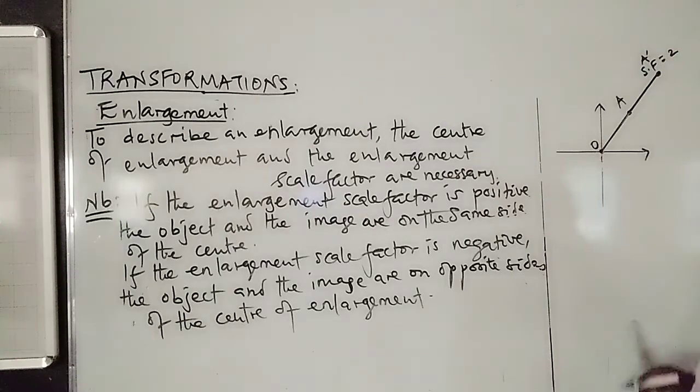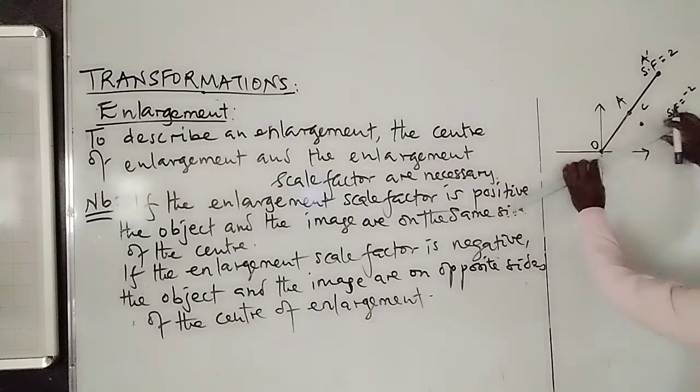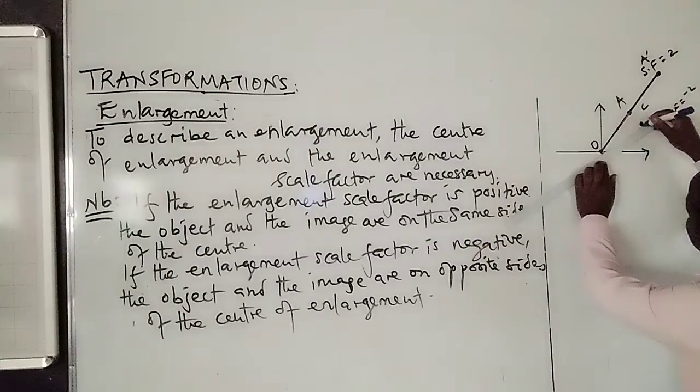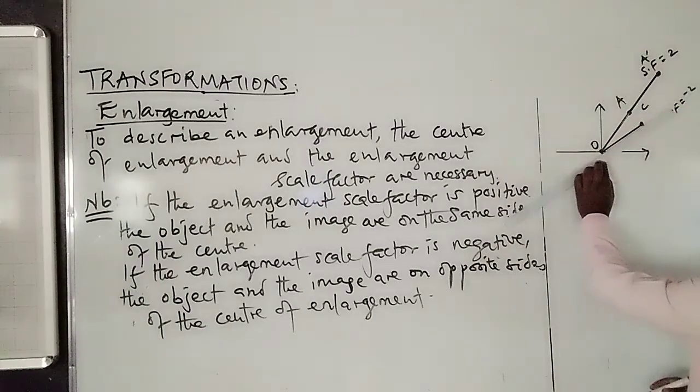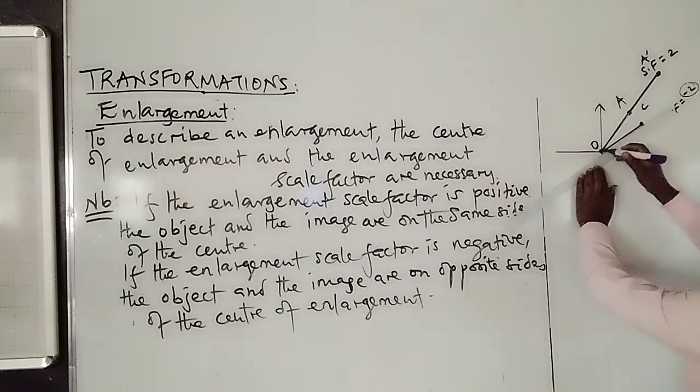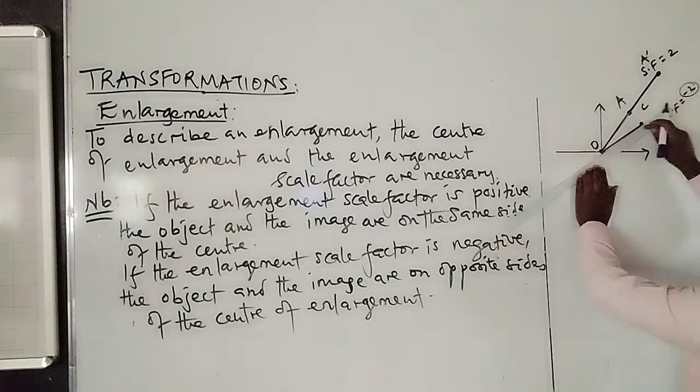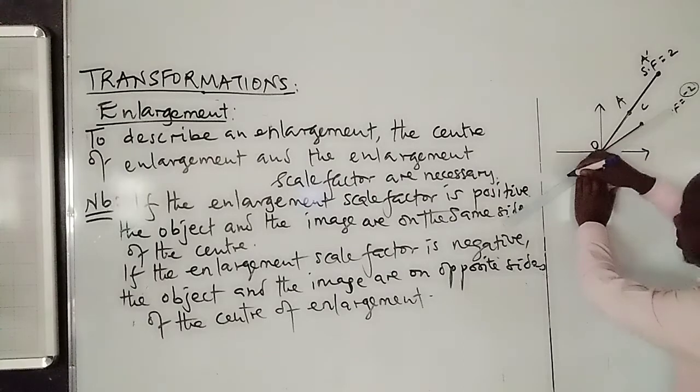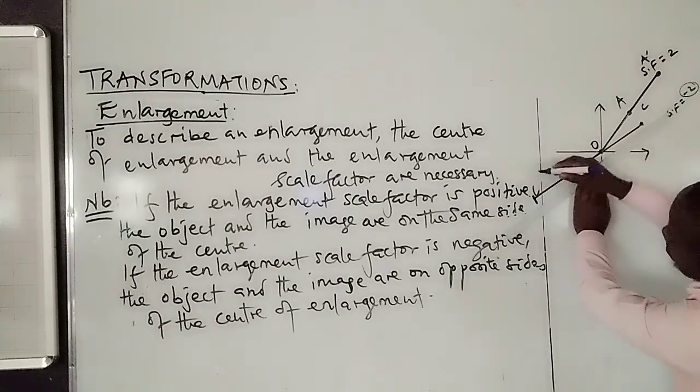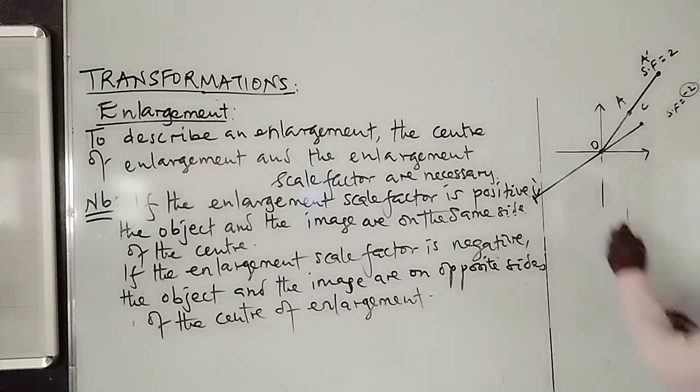But now, if we are enlarging C through a scale factor of -2, then we shall connect C to the center of enlargement. But now we'll be moving 2 steps still, but now on the opposite side. So from the center of enlargement, instead of going where C is, we go further: 1, 2. So the enlarged C will be on the opposite side.